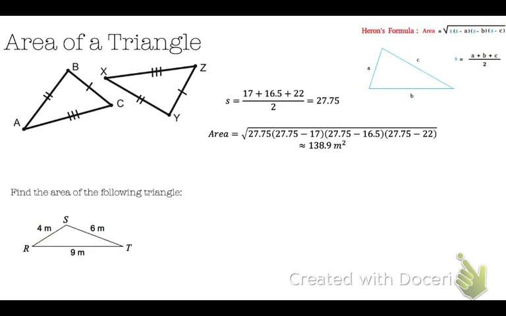Okay, let's just do one more. If we find the semi-perimeter of this, we have 4 plus 6 plus 9 over 2, which is 9.5. Then the area would be the square root of 9.5 times 9.5 minus 4 times 9.5 minus 6 times 9.5 minus 9, which is approximately 9.6 meters squared.